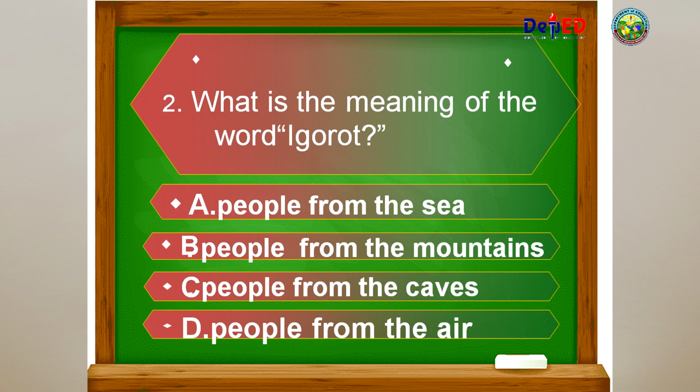Number 2. What is the meaning of the word Igorot? A. People from the sea. B. People from the mountains. C. People from the caves. And D. People from the air.